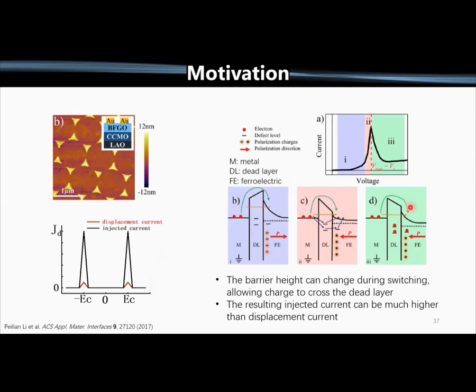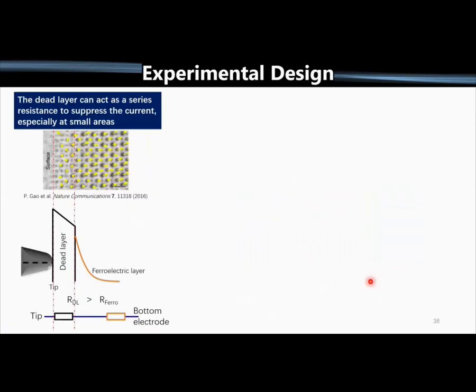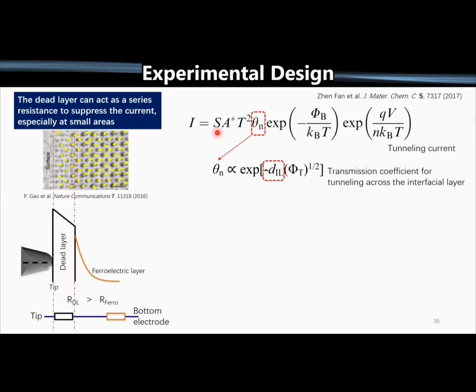And so these two things got us thinking, along with the idea that the dead layer at the surface can act as a series resistance and suppress the current, but the current across this dead layer has a term that depends on the thickness of the dead layer. What if we apply a large enough force that we can, in essence, squeeze or compress the dead layer a little bit? Maybe then we can enhance the current a little bit further. So that's the basic idea, the experimental design.